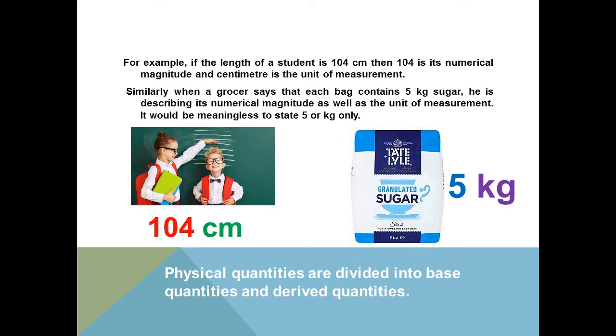Similarly, in the case of sugar, if we say only 5, it is meaningless, or kg, it is also meaningless. When we use both 5 and kg, that is 5 kg sugar, then it would be meaningful. So physical quantities are divided into base quantities and derived quantities.